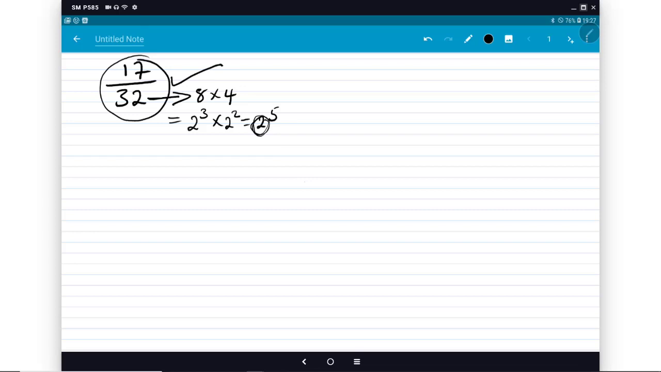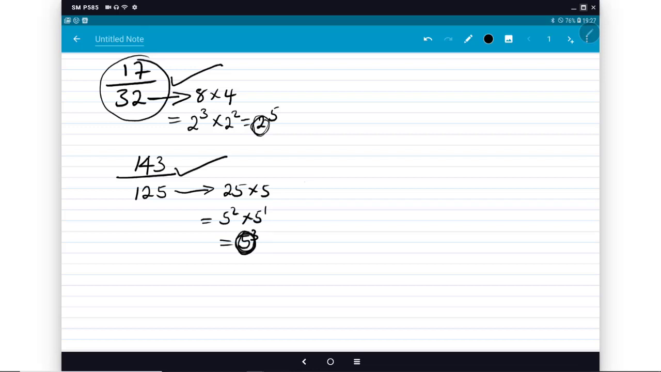Okay, so if I have, let's say, 143 divided by 125. Okay, all I need to do is to check the denominator. And from the denominator here, 125 is 25 times 5. And that is 5 raised to the power 2 times 5 raised to the power 1. And that is 5 raised to the power 3. So since the prime factor is only 5, then this will terminate.